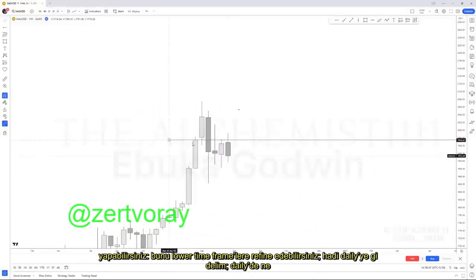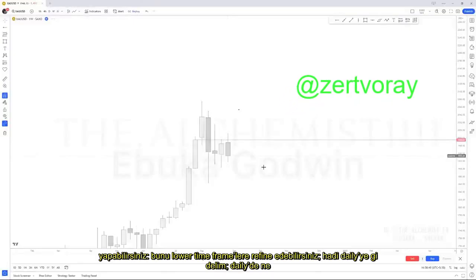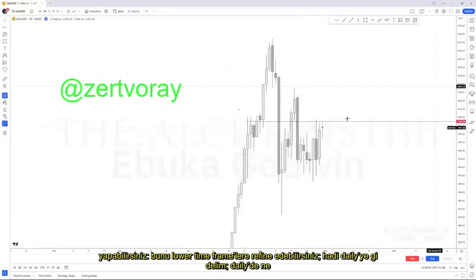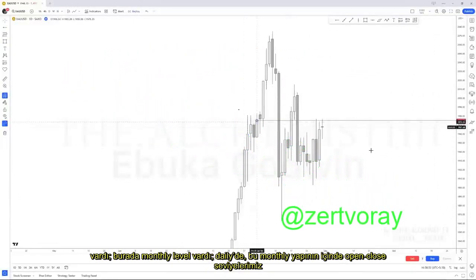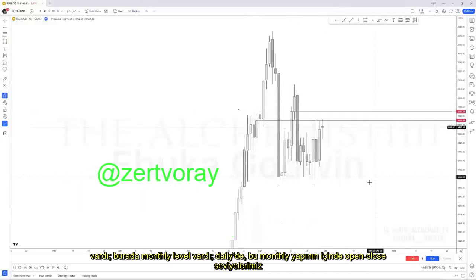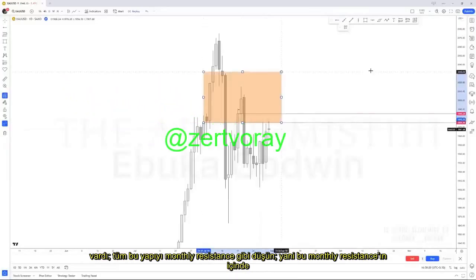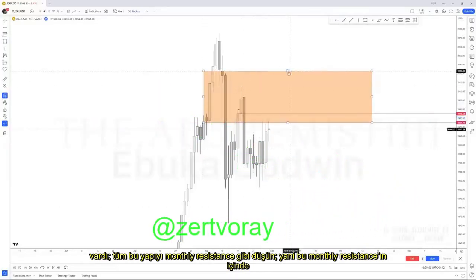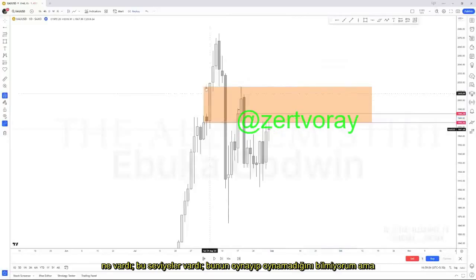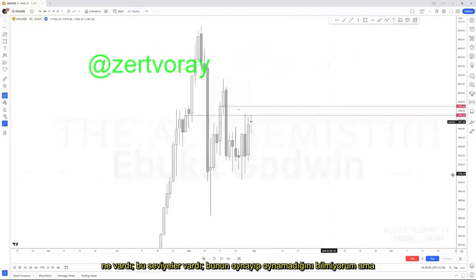Then what you could do is refine these into lower time frames, maybe. Let's go to the daily. On the daily, what do we have? We had this monthly level here. On the daily, we had open close levels. Inside of this monthly, just think of it like this: this whole thing was your monthly resistance. So inside of this monthly resistance, what did we have? We had these levels.